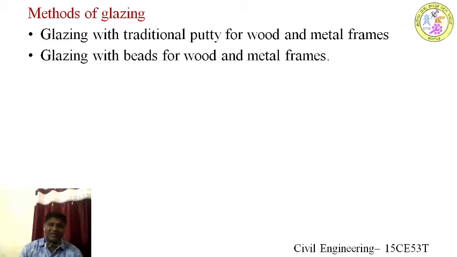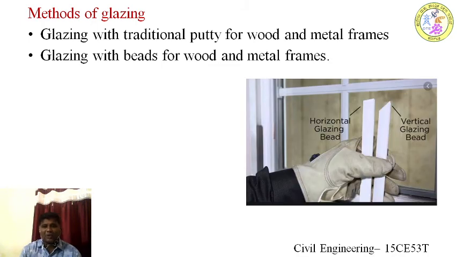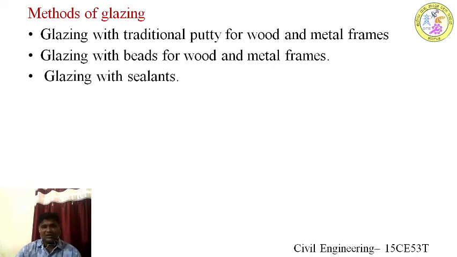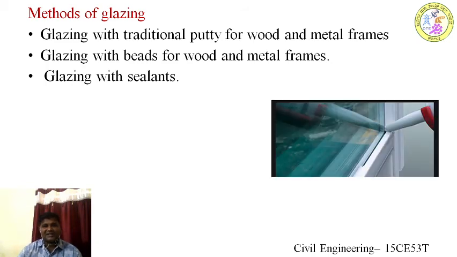And after that we used the beading system. We prepare a wooden frame or a metal frame, and we fix the glass, and at the edge of the glass I put horizontal and vertical beads for holding the glass. And then we started glazing with sealants, where an aluminium frame is used and the glass is fixed, and in order to hold the glass we put sealants.